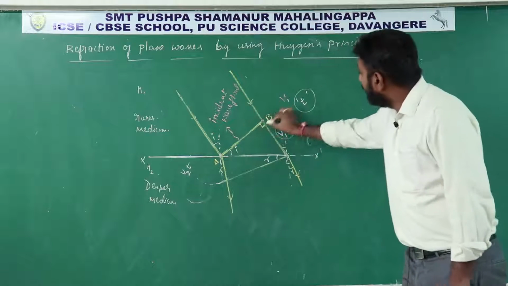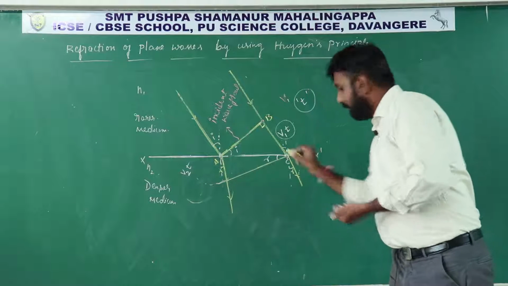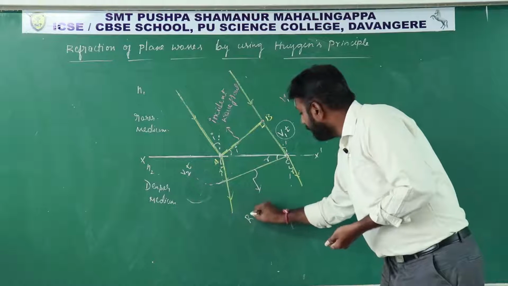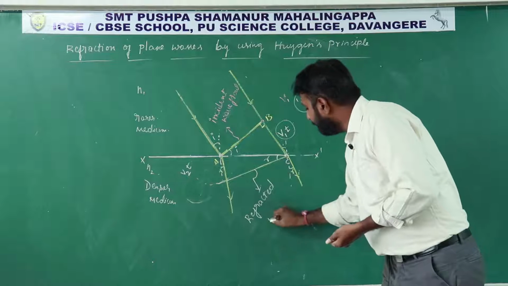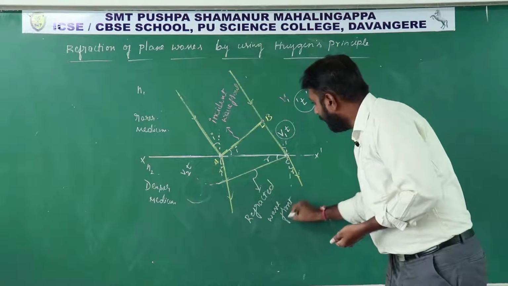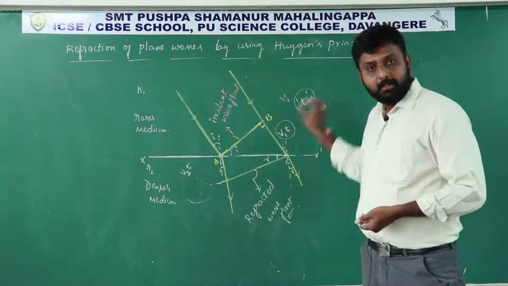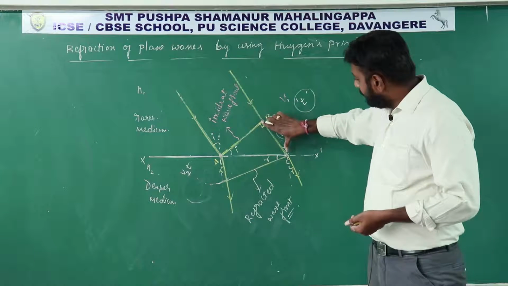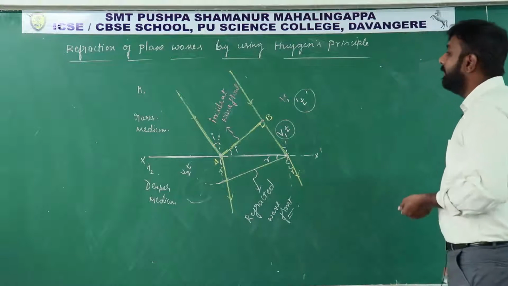And this is what? Incident wavefront. And here this wavefront is what? Refracted wavefront. Okay, and remember here it covers less distance in the same time t. Why? Because it is a denser medium. Here it will travel more distance, that is V1 t.